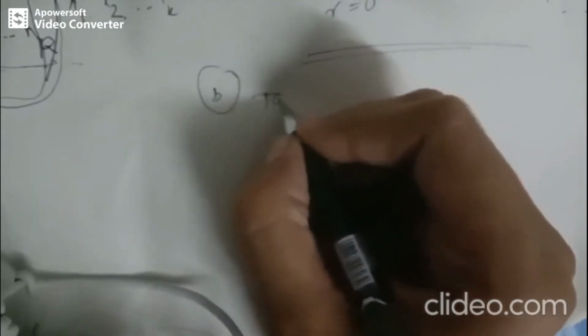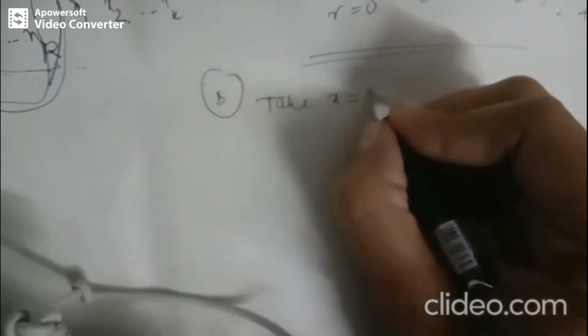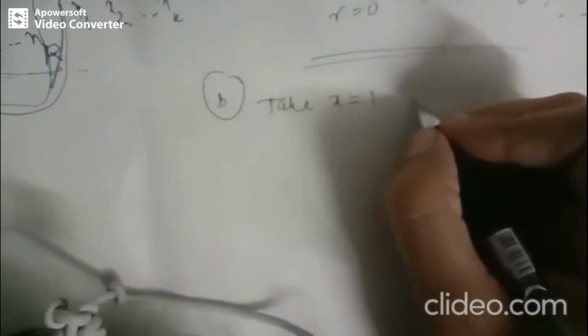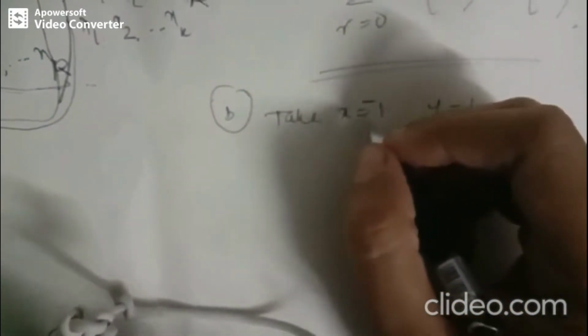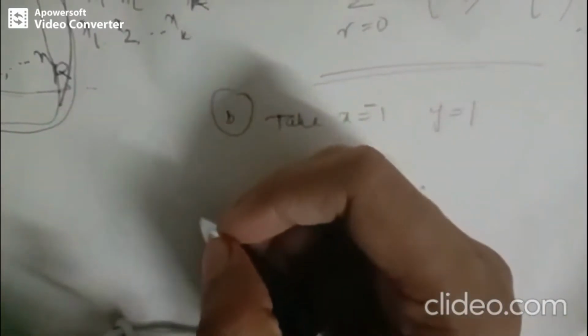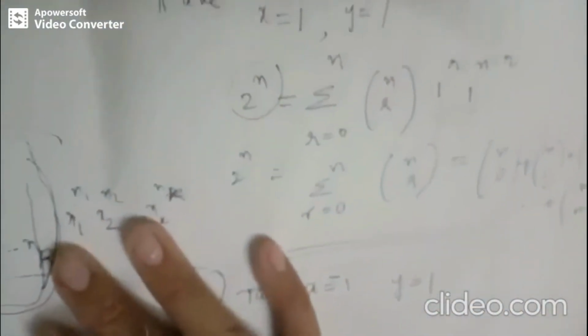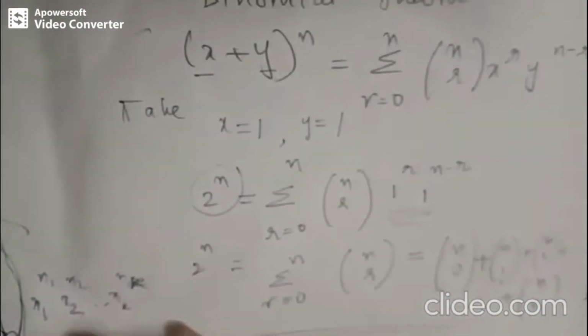So now let's take x equals 1, and instead of 1 I can also take minus 1, or y is equal to 1, but I have to take just the reverse. So taking x is minus 1 and y is 1. Now you're going to substitute in your binomial theorem. Just recall the binomial theorem.